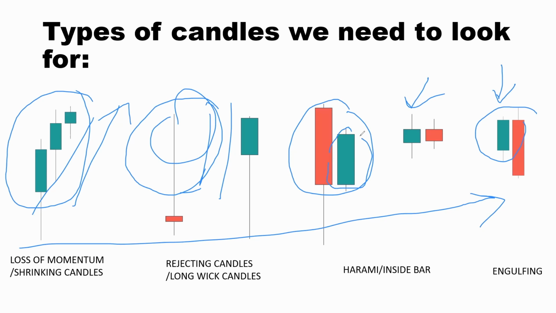While engulfing shows you that we have taken over these guys, you cannot take over the guys, either sellers or buyers, when you don't have loss of momentum, when you don't have rejection of the key area. I hope you guys are understanding this.